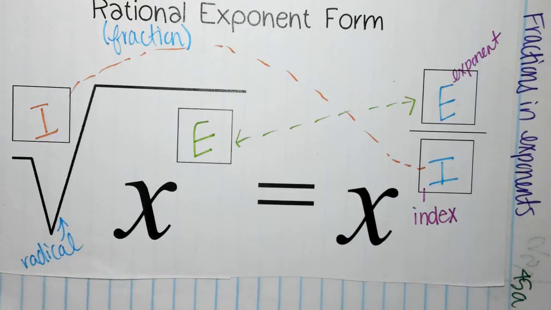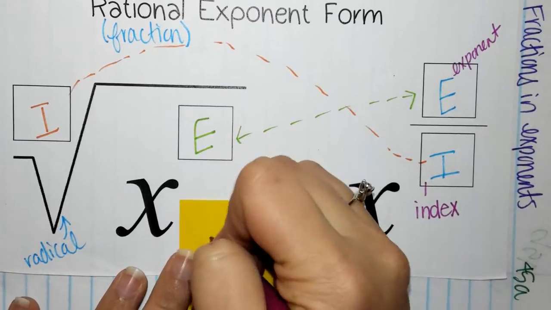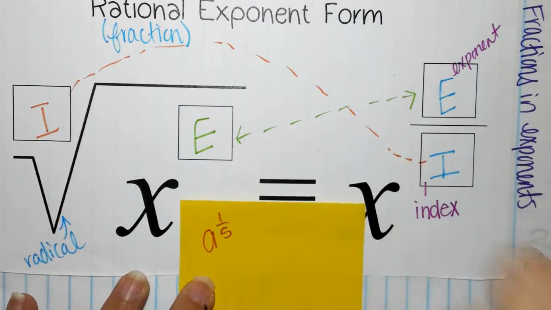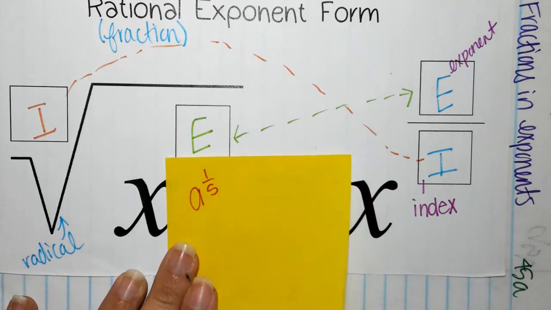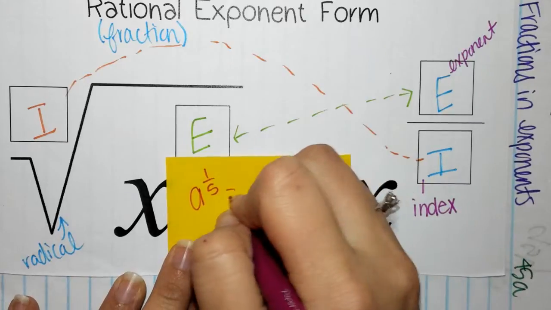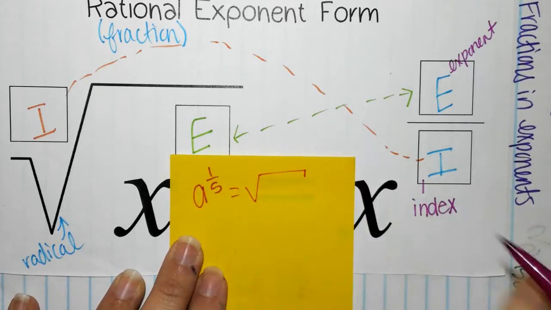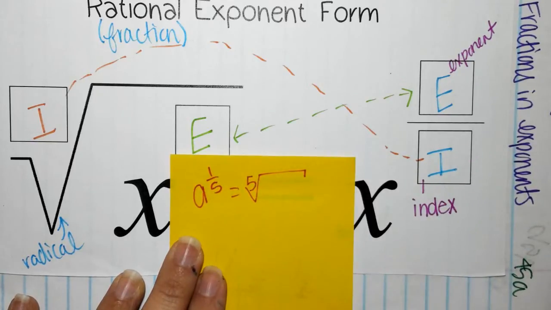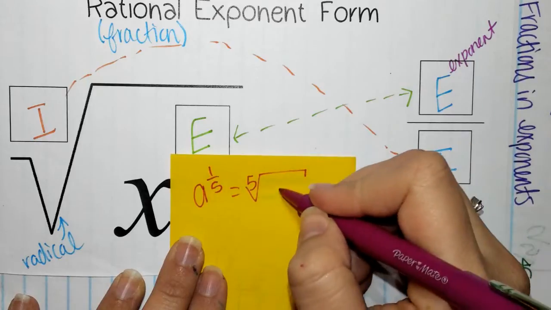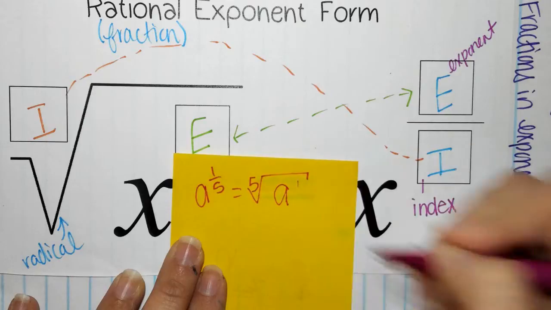So if I say that I have a to the 1/5 power, is that in rational form or radical form? Rational. Okay, convert it to radical for me. Where does the 5 go? In the mullet. And the 1 would go on the inside, and then the A would go there. Yeah, that's right.